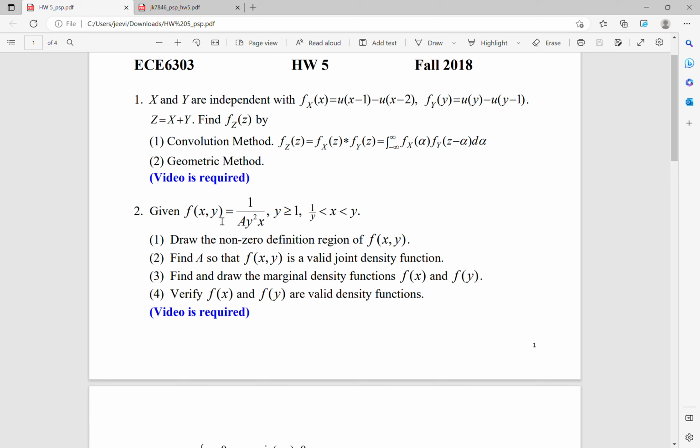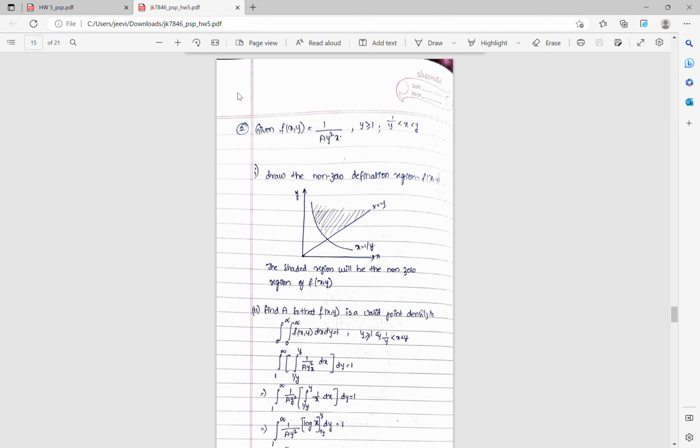Given the function f of x, y is equal to 1 by 2 into y squared x, where y is greater than or equal to 1 and the value of x is between 1 by y and y. We are supposed to find four parts in this question. First, draw the non-zero definition region of the function. Second, find a such that the function is a valid joint density function. Third, find the marginal density functions for f of x and f of y. Fourth, verify that f of x and f of y are valid density functions. Now let's have a look at the solution for this question.